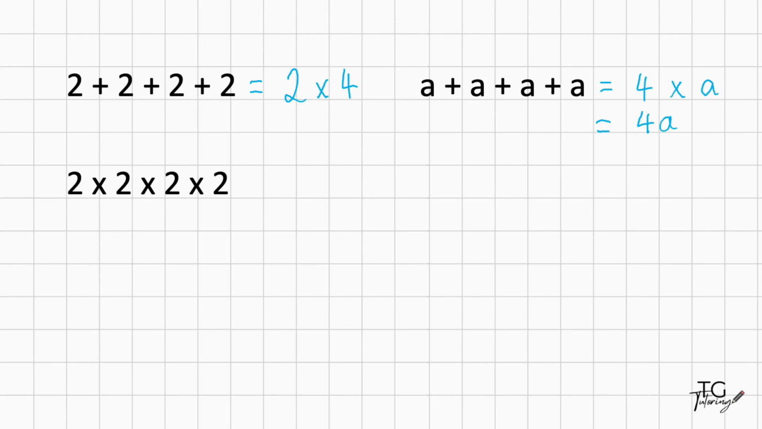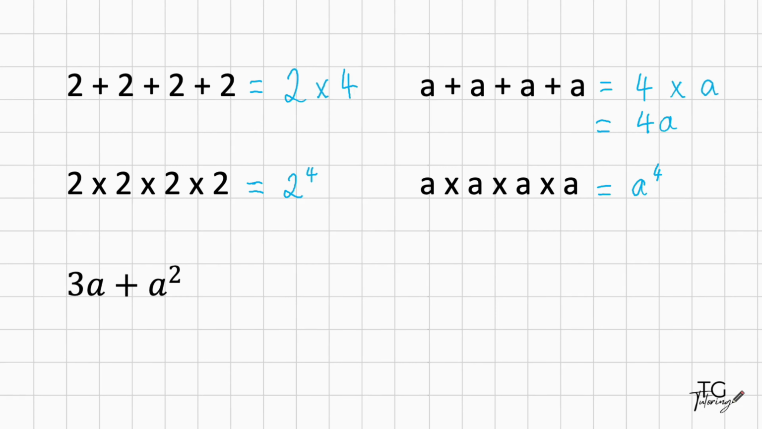Our next one, let's look at multiplication. Again, let's consider 2 times 2 times 2 times 2. An easier way of saying that would be 2 to the power of 4. And that can be generalized to any number. So when we multiply a number by itself 4 times, where a represents any number that we don't know, it's the same as doing that number to the power of 4. So that is how we simplify with multiplication and addition.